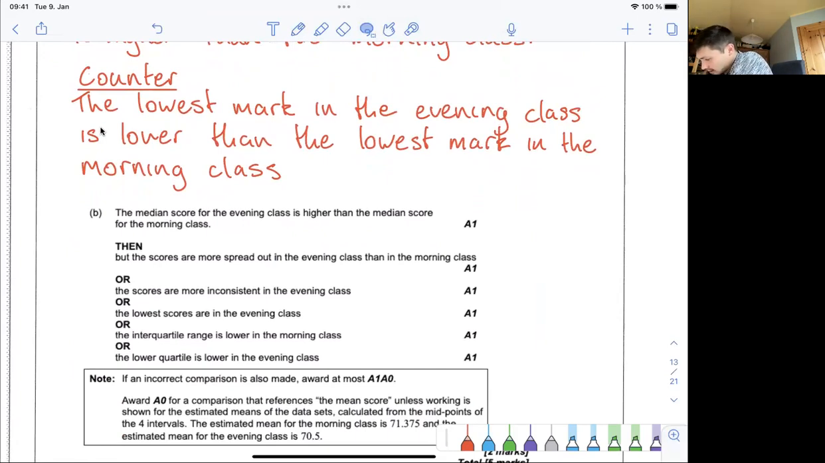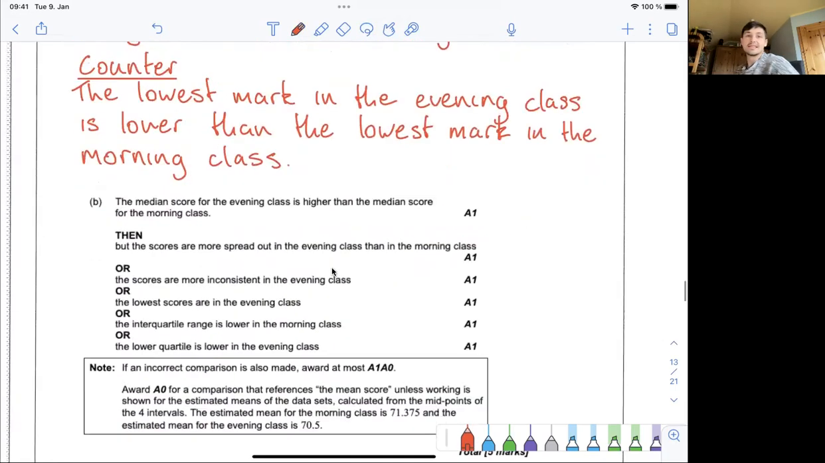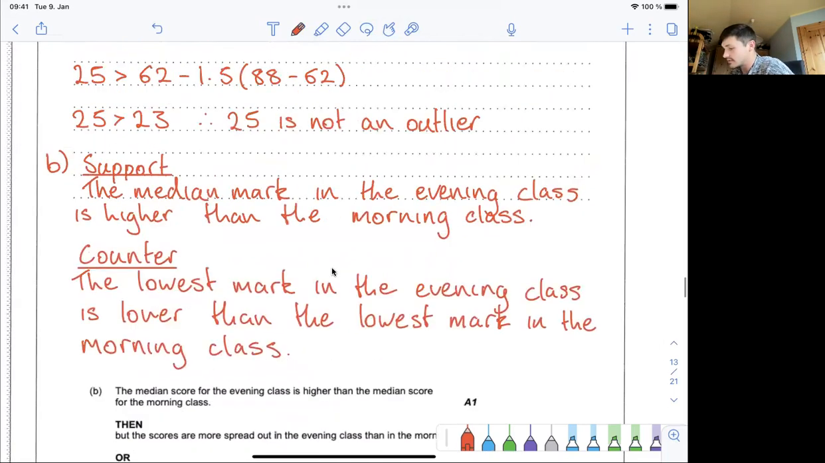Scores are more spread out in the evening class. Scores are more inconsistent. Lower scores in the evening class. The interquartile range is lower in the morning class, or the lower quartile is lower in the evening class. So you had a handful of aspects that could counter this researcher's claim. I'm going to put a full stop on the end there. Okay, cool. That is the answer to question 7.